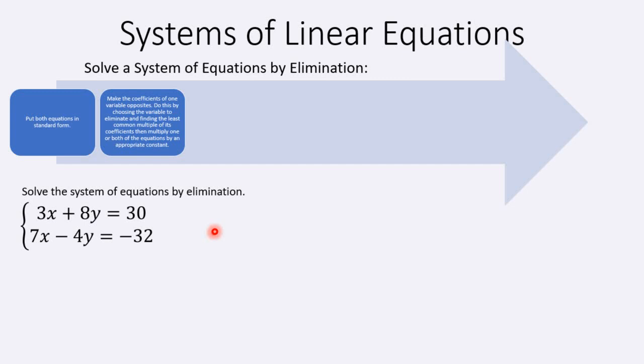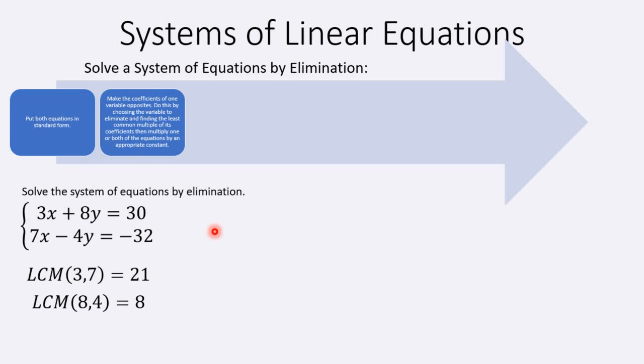coefficients. So for instance, if I wanted to eliminate x, I'd find the least common multiple of 3 and 7, which is 21. If I wanted to eliminate y, I'd find the least common multiple of 8 and 4, which is 8. In this case, I think I prefer to look at the number 8 rather than 21. So I'm going to eliminate y instead of x.